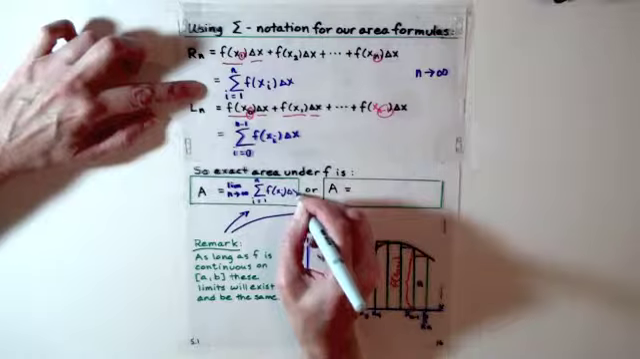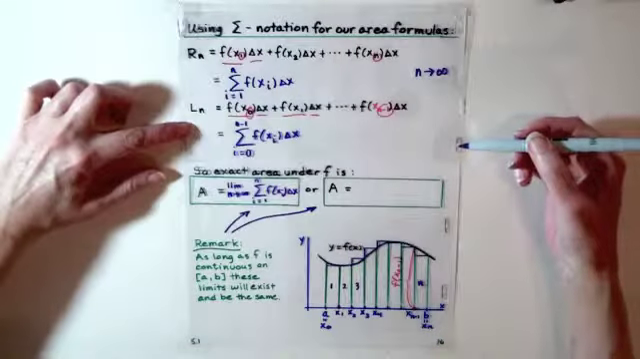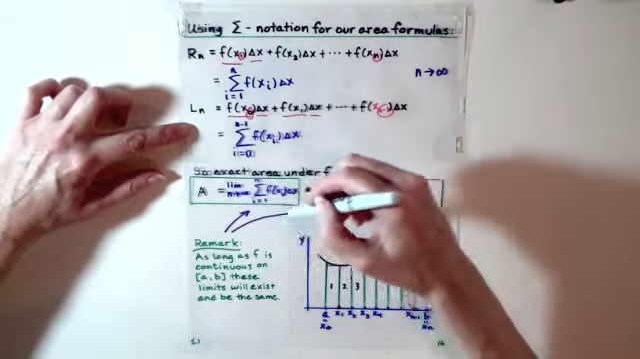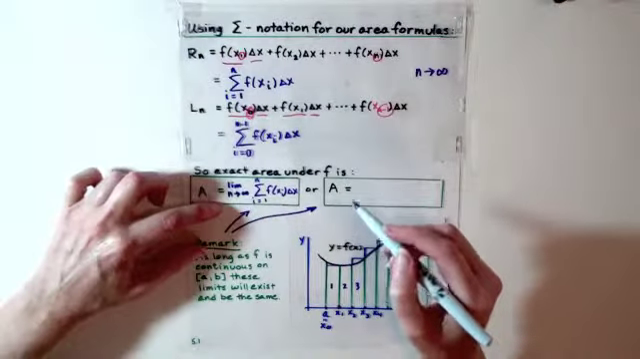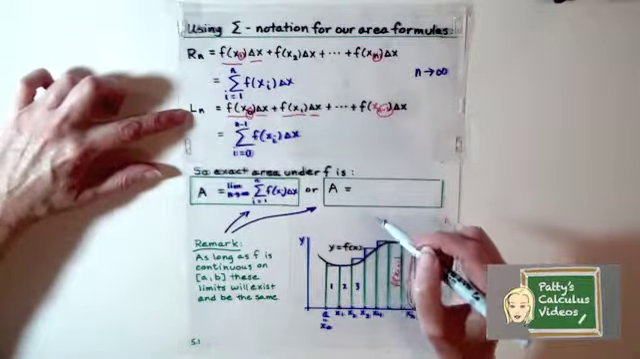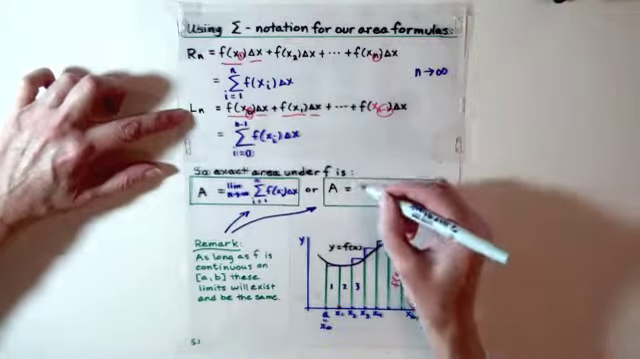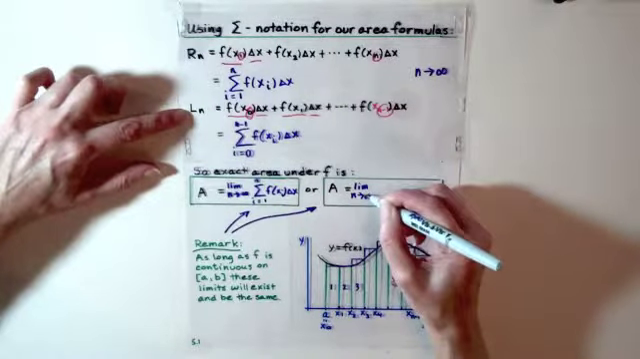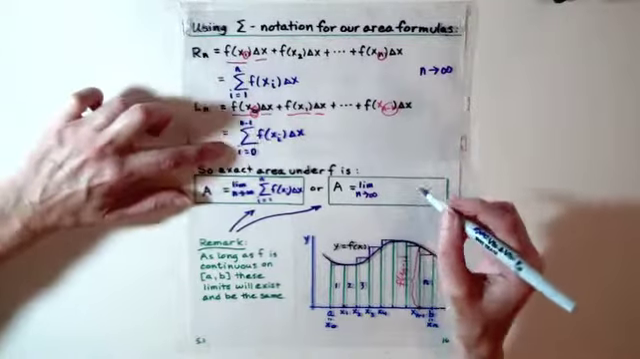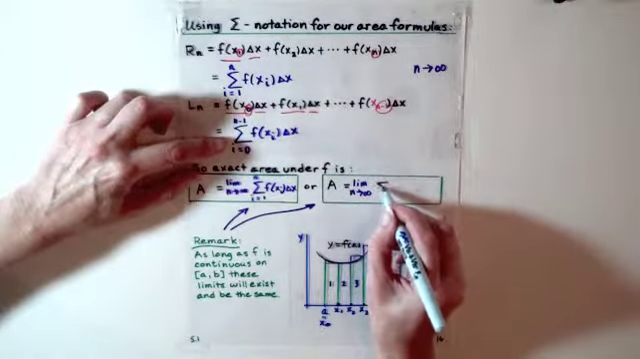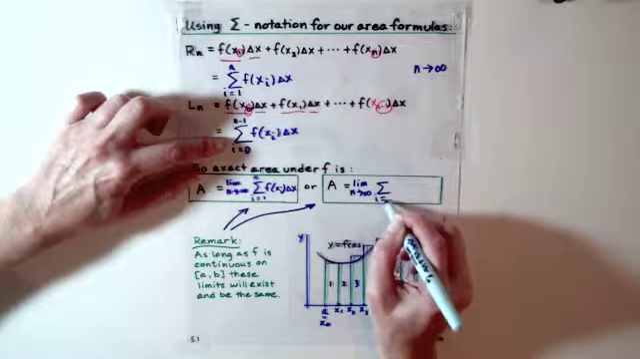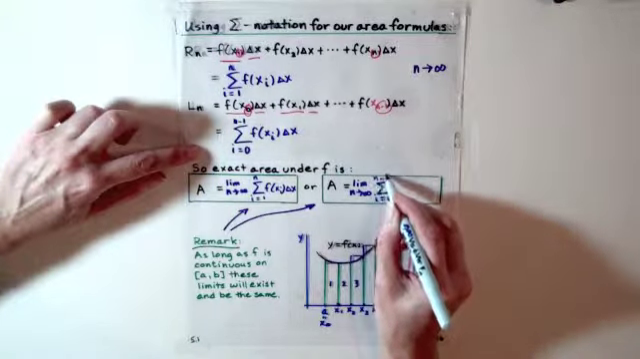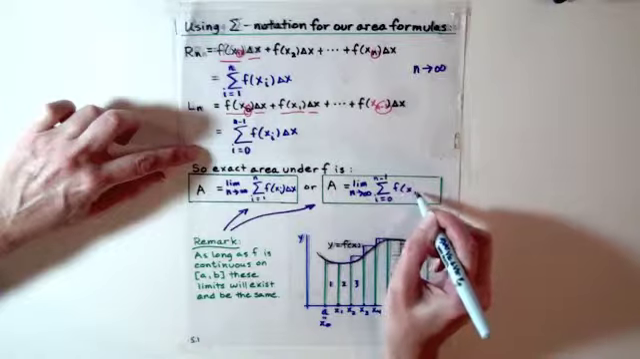So it's the limit as n goes to infinity of the sum from i equal 1 to n of f of x sub i times delta x. And we said if this limit exists, and if f is continuous on the interval from a to b, this limit will exist, and it'll give us exactly the same thing as the limit of the left-hand rectangles, the limit of L sub n as n goes to infinity.